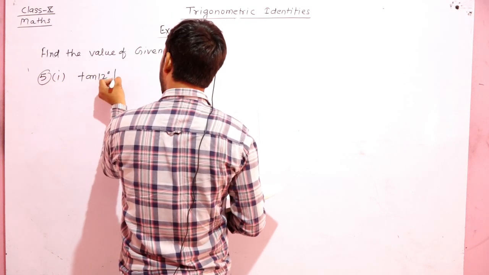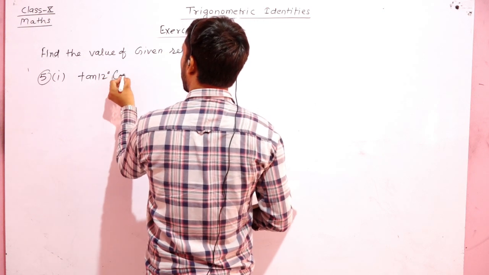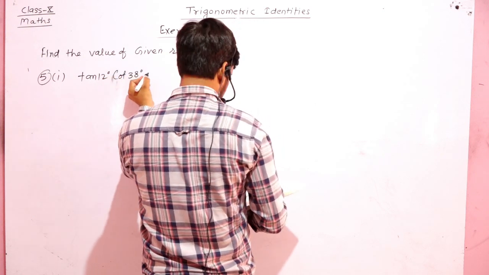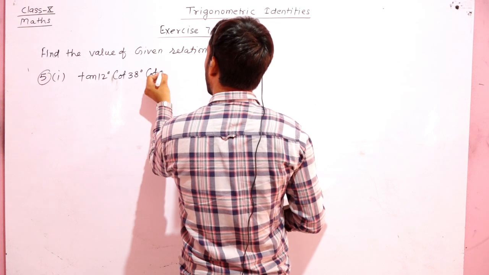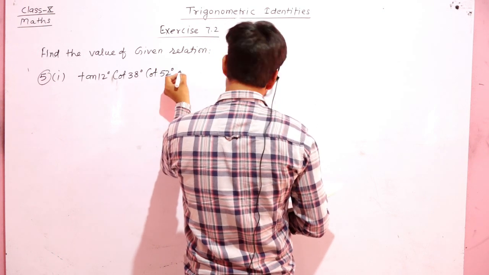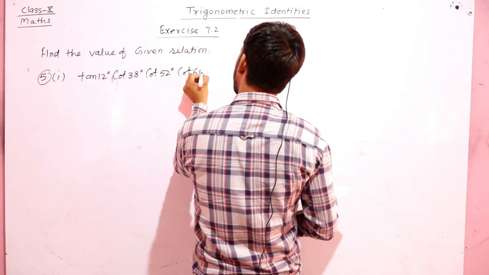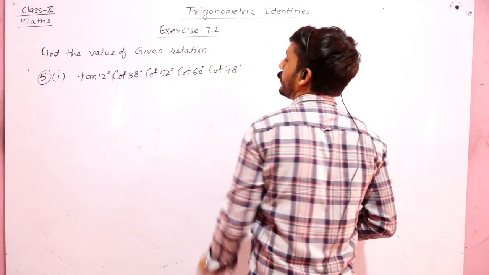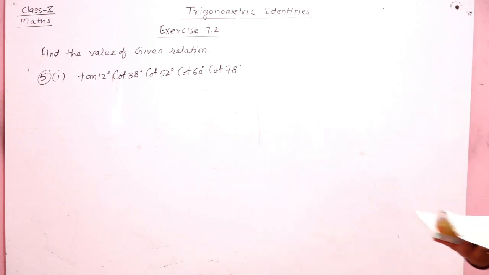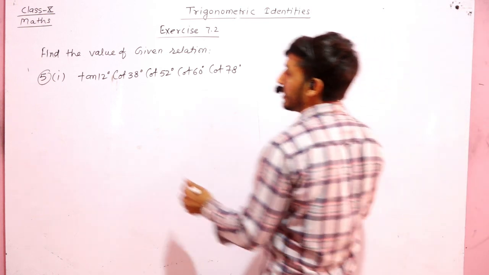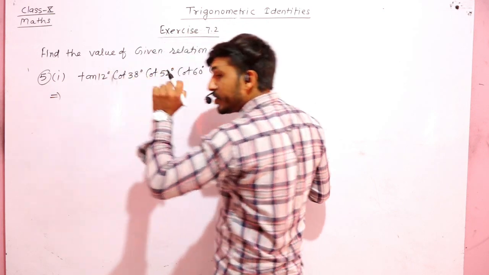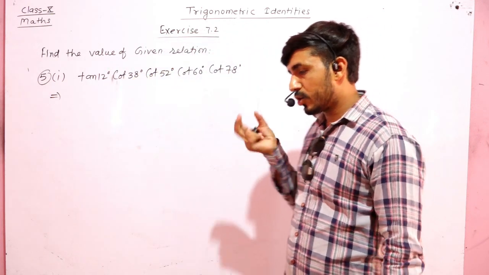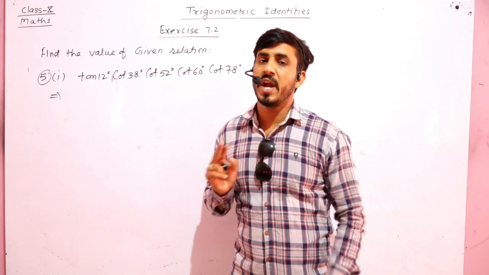cot 38 degree, and that is again multiplied by cot 52 degree, that is multiplied by cot 60 degree, and that is multiplied by cot 78 degree. This is the given question, as we have to find the value of this given question. Okay, so first you have to think of taking the parts together which have a total angle equal to 90 degree.